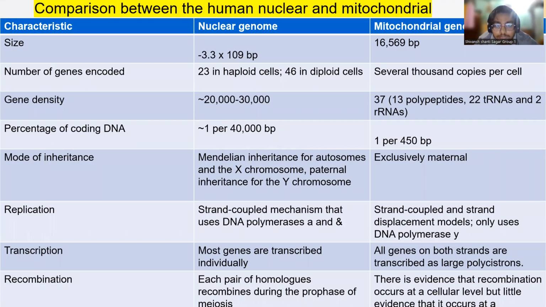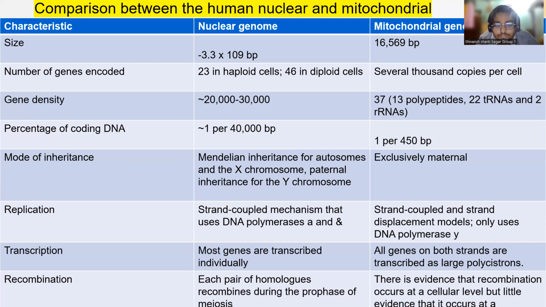Comparison. Here is a comparison between the human nuclear and mitochondrial genomes. As we can see, the characteristics of the nuclear genome and mitochondrial genome, including the size, number of genes encoded, gene density, mode of inheritance, replication, translocation, and recombination, vary. For example, in replication, the nuclear genome uses a strand-coupled mechanism with DNA polymerase alpha, whereas in mitochondria it is a strand displacement mode that only uses DNA polymerase gamma.